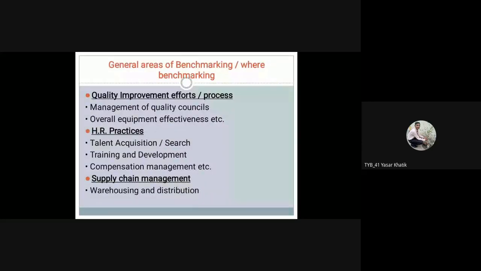So at this time you can do the benchmarking. Okay, you can just set one standard and try to compare all 10 students with that standard, and you will get your best output. Okay, so in this way you can use benchmarking in this area also. Then training and development, then compensation management. Compensation management, you might know the meaning of this word compensation.